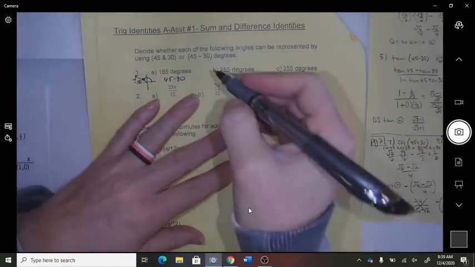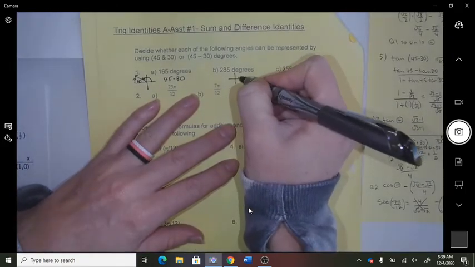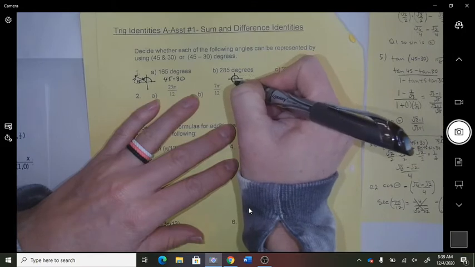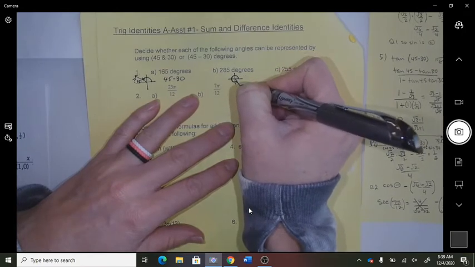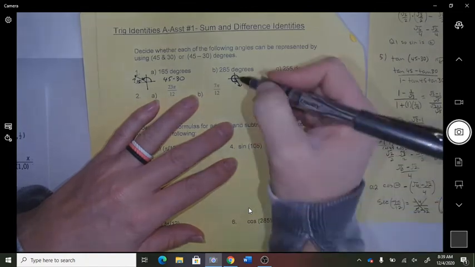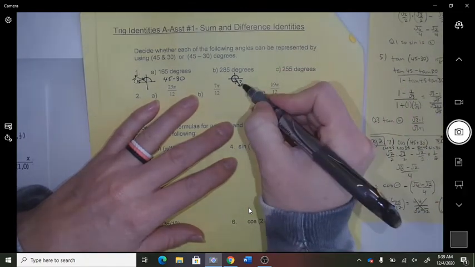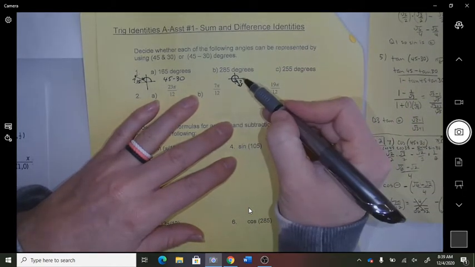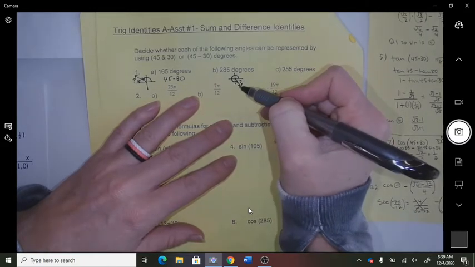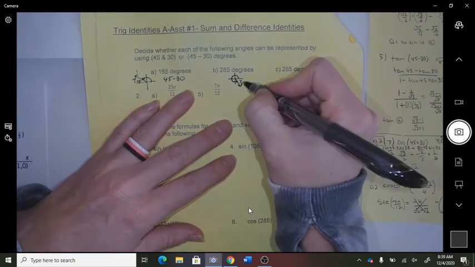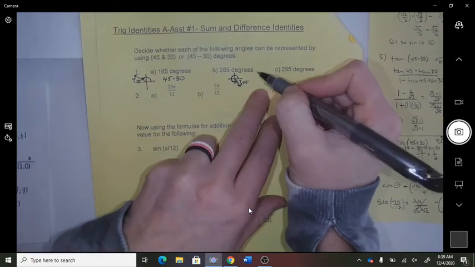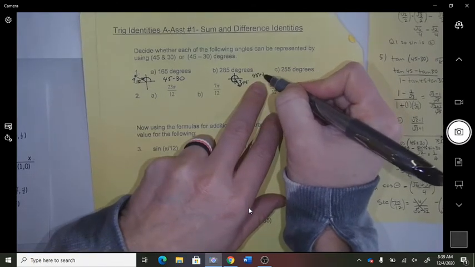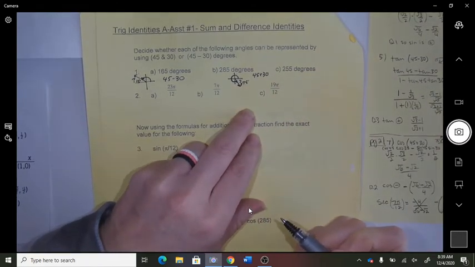Okay, 285 degrees would be 270 past. So that's where that angle is located. So how many degrees are in between there? You can do 360 minus 285, which leaves me with 75 degrees. So I'm going to be using plus.